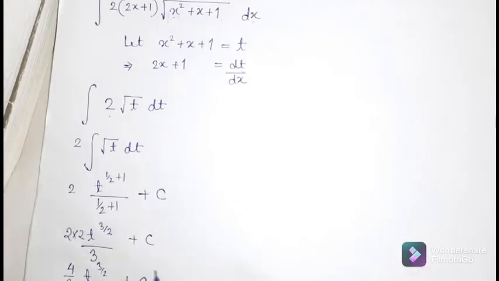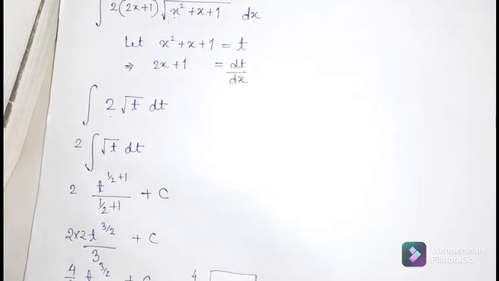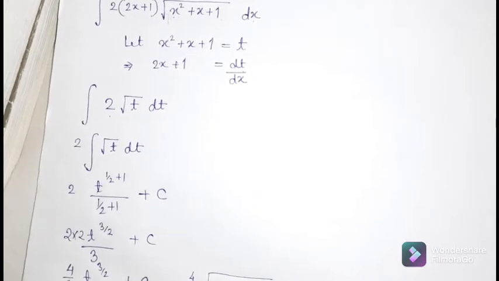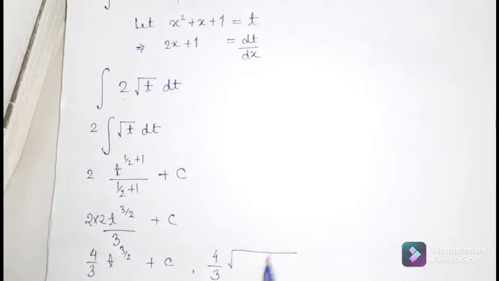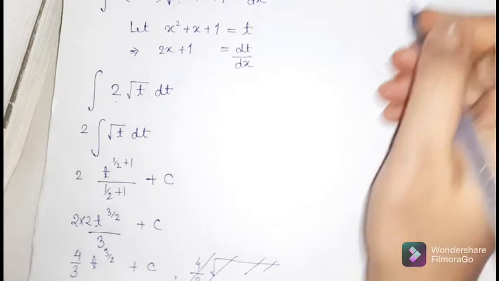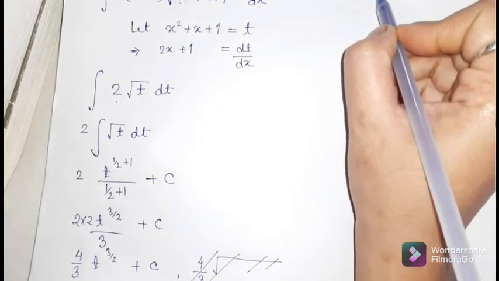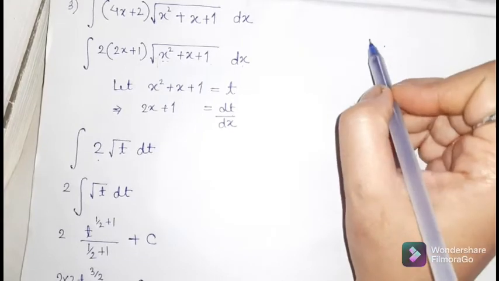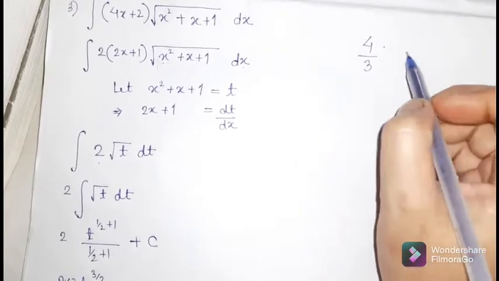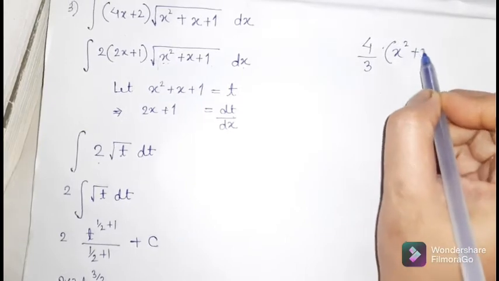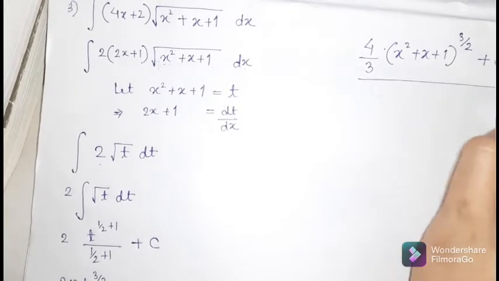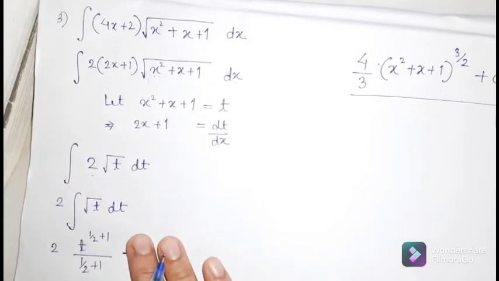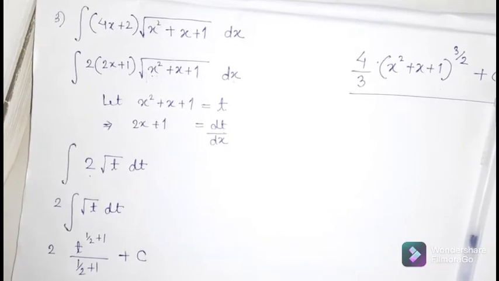And in place of t we write the square root of x square plus x plus 1. So we have 4 times the square root of t, that means 4 times the square root of x square plus x plus 1, plus c. So this is the final result.